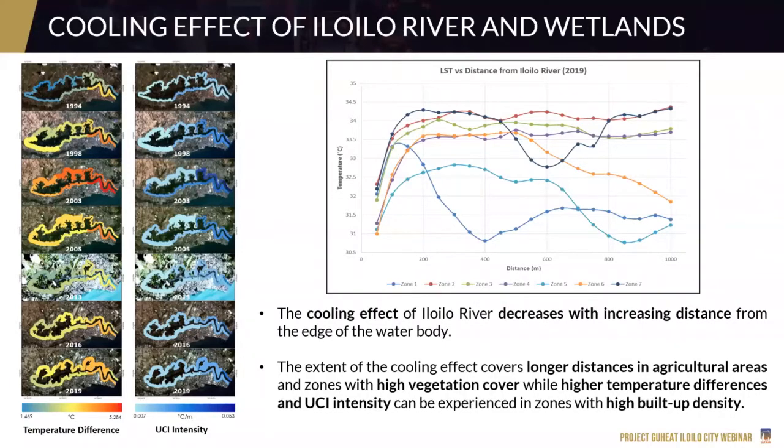And nagva-vary yung strength ng cooling and extent ng cooling effect niya depende sa kung ano yung position ng area mo relative doon sa river. Kung nasa north ba siya, nasa south, nasa west, nasa east. Also, nagba-vary din siya depende sa land cover characteristics. So yung cooling effect covers longer distances in agricultural areas and zones with high vegetation cover, while higher temperature differences and cooling intensity can be experienced in zones with high built-up density.